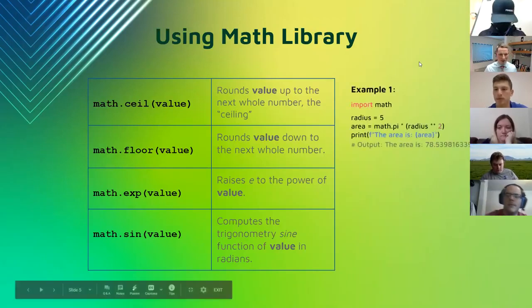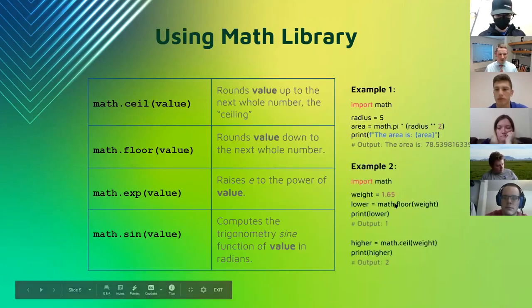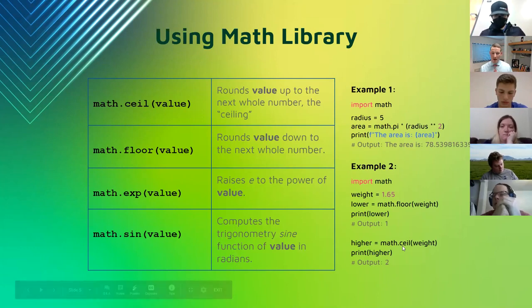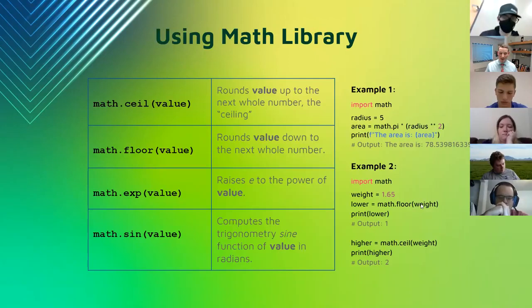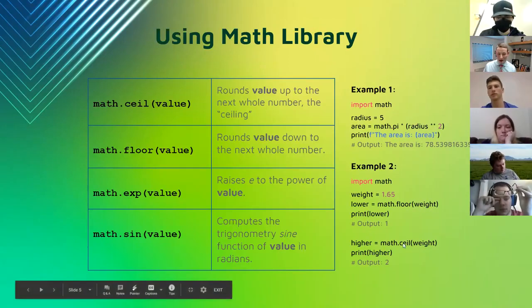So here's an example of using math.pi. And here's an example of using math.floor and math.ceil. Notice math.pi is a constant. And I can tell that just because it's not a function here. All right. Whereas math.floor and math.ceil, they both have parentheses after them. They're calling a function that will do something with a value that you give it. So in this case, we're passing 1.65 into math.floor. It'll force the number to round down. And then we're passing 1.65 into math.ceil, and it'll force the number to round up.